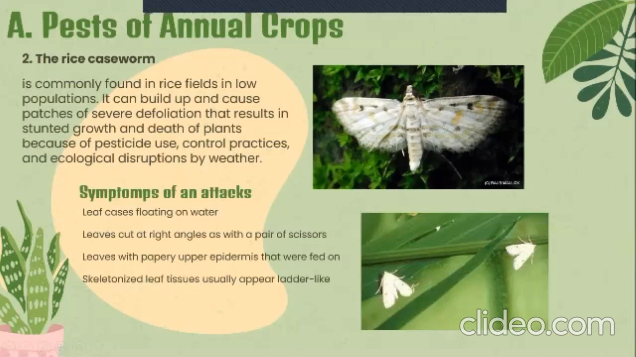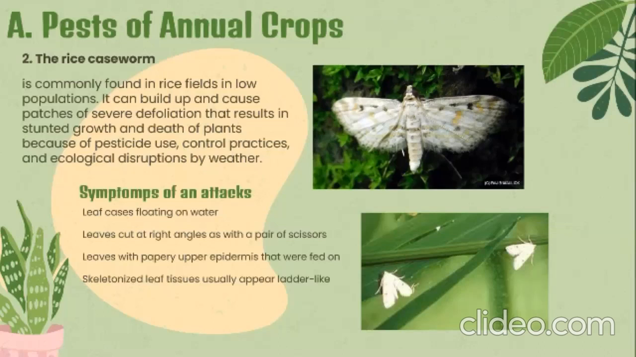Then there's the rice caseworm. It's commonly found in rice fields in low population. It can build up and cause patches of severe defoliation that results in stunted growth and death of plants, because of pesticide use, control practice, and ecological disruptions by weather.